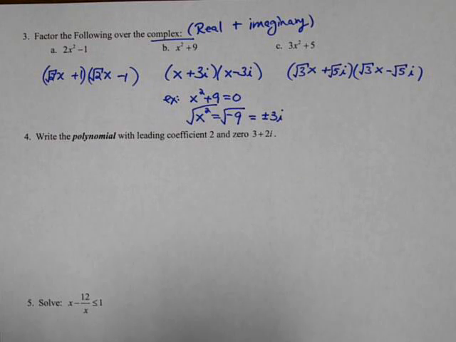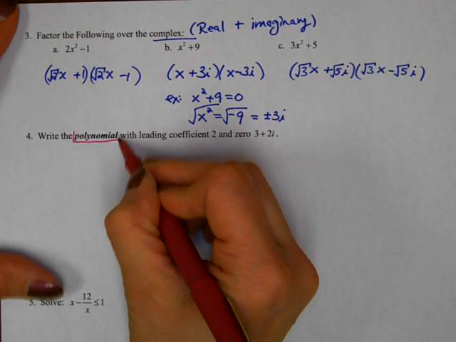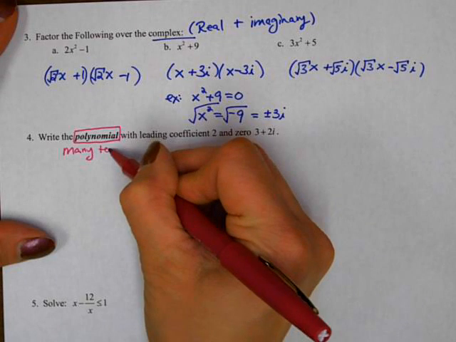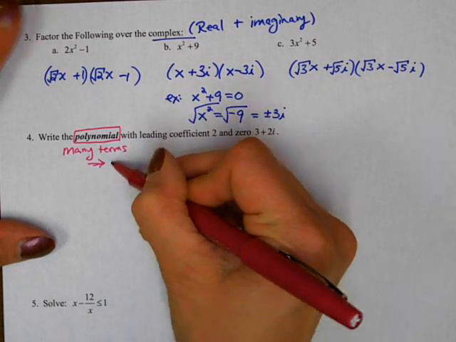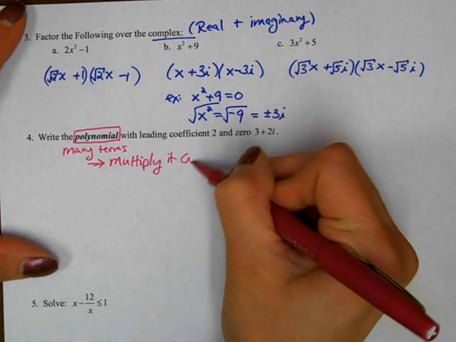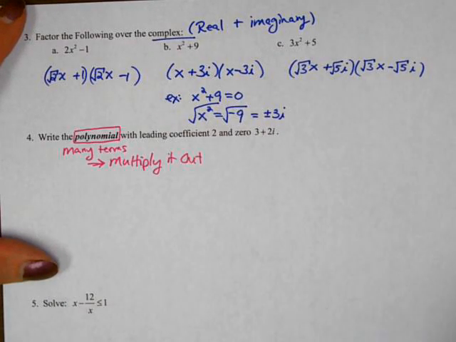Okay, let's take a look at how to write a polynomial. The most important thing here is that polynomial means many terms. And how do you make many terms? That means you have to multiply it out. Not just make it, but multiply it out.